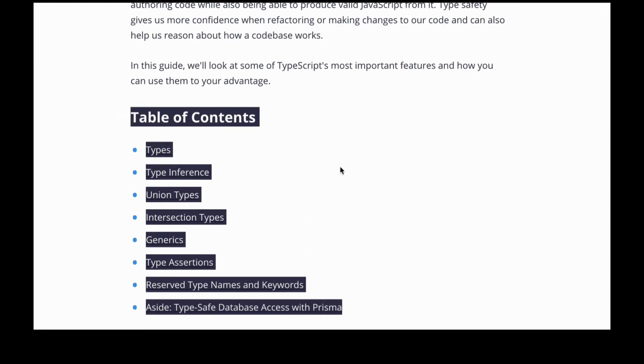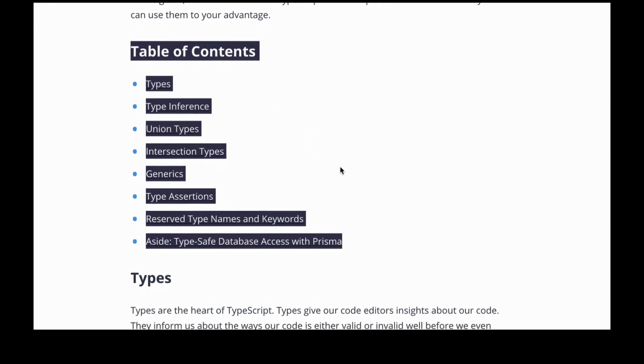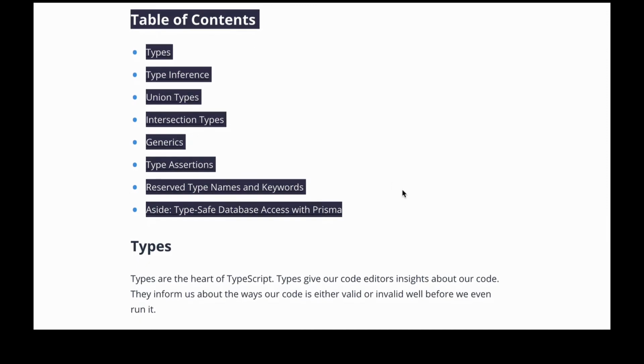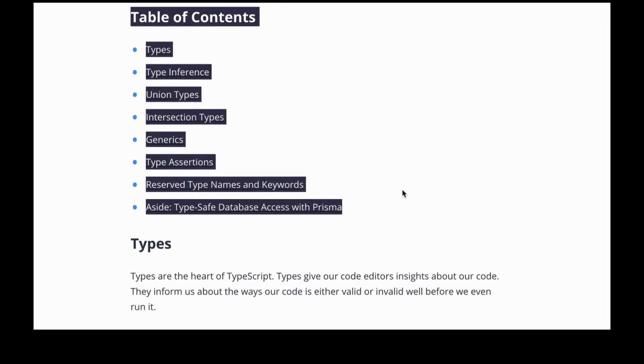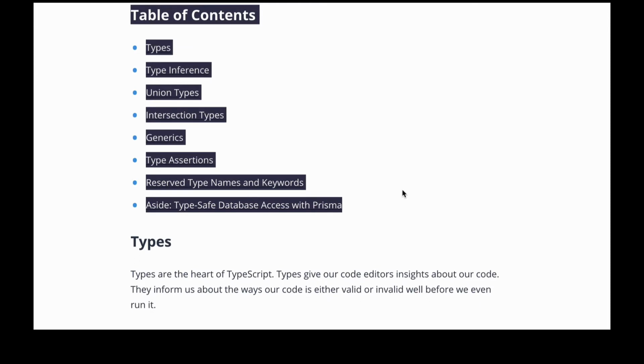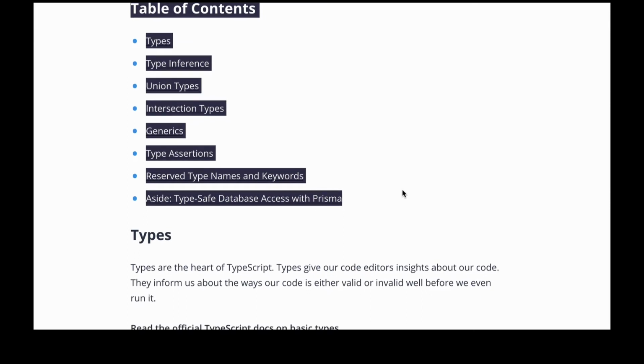Table of contents. Types, type inference, union types, intersection types, generics, type assertions, reserved type names and keywords, and type safe database access with Prisma.